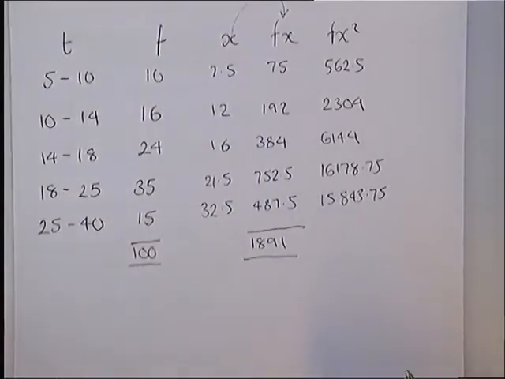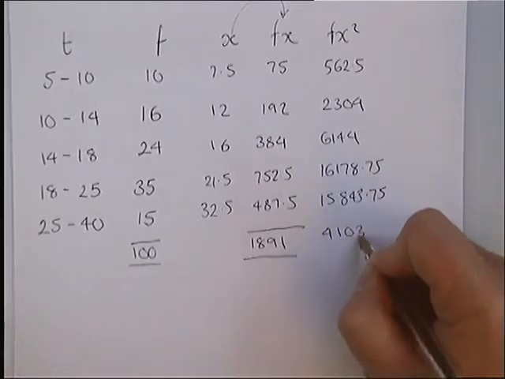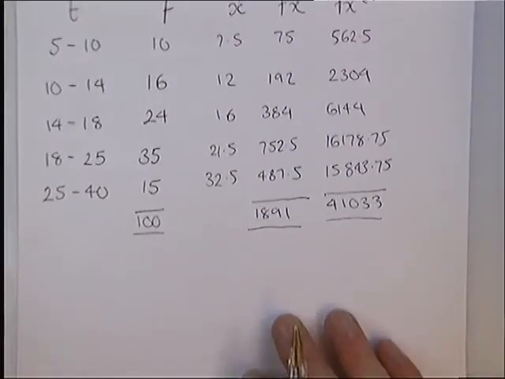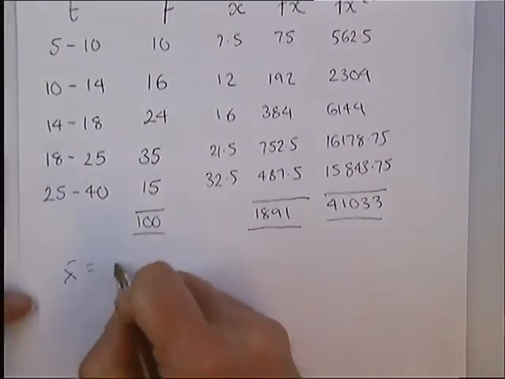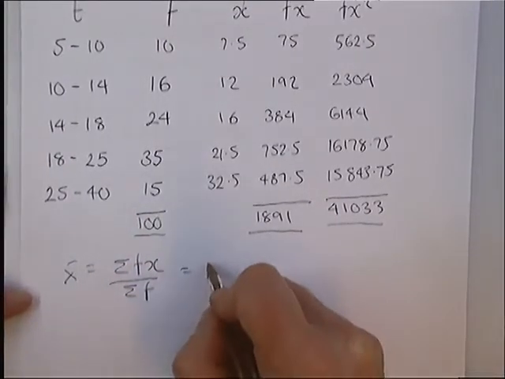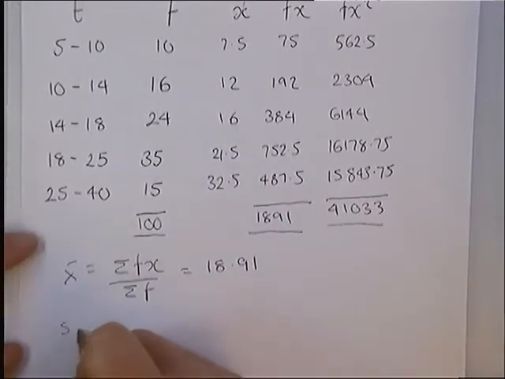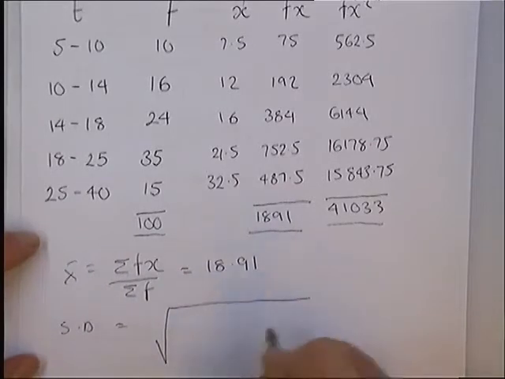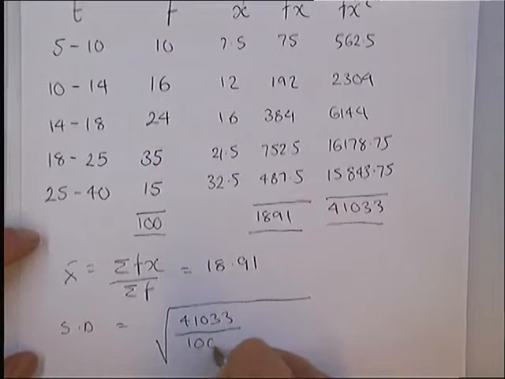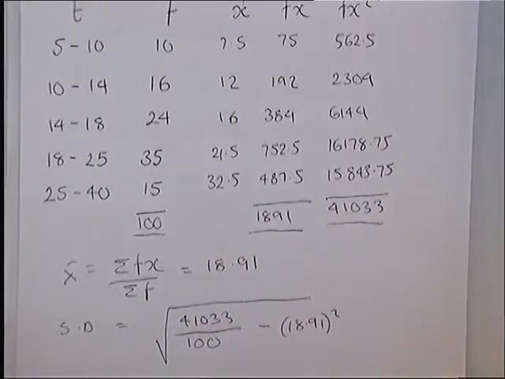Now all the formulas I'm going to use are in the formula book. So the mean equals the sum of fx over the sum of f, and that is 18.9 if I round it, or leave it at 18.91. And the standard deviation is the square root of the sum of fx squared, 41033, divided by 100, minus the mean squared. So I can show you how I do that on a calculator.